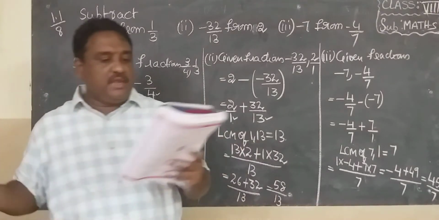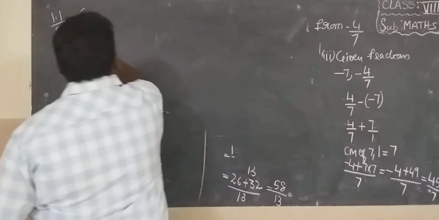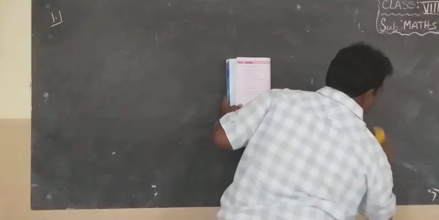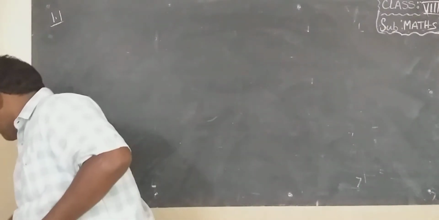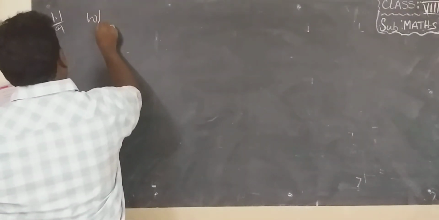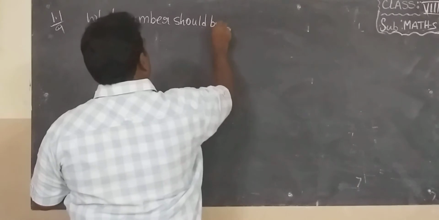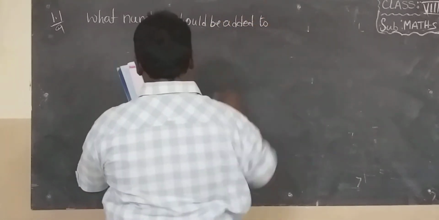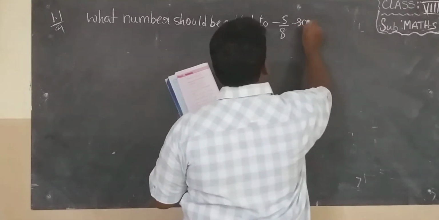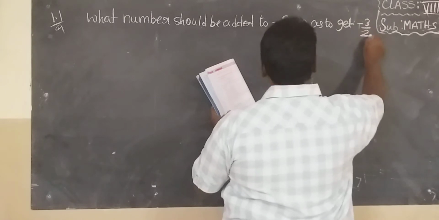Ninth one is problem number 9. Problem number 9 is, what number should be added to minus 5 by 8 so as to get minus 3 by 2?